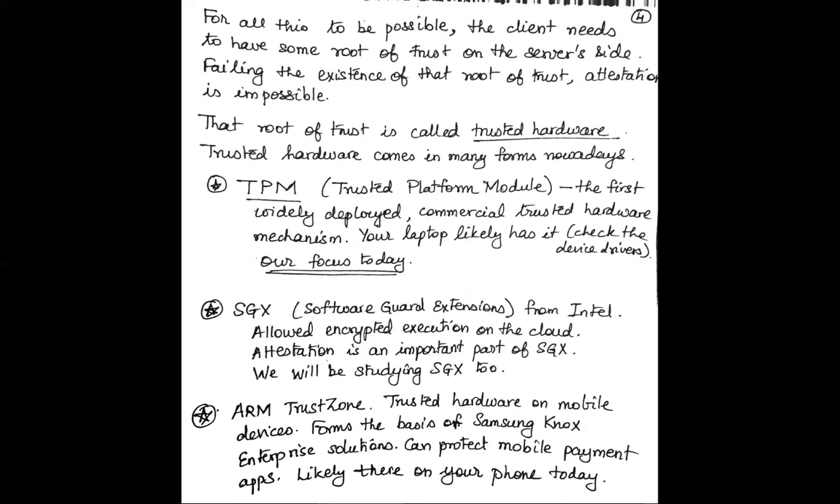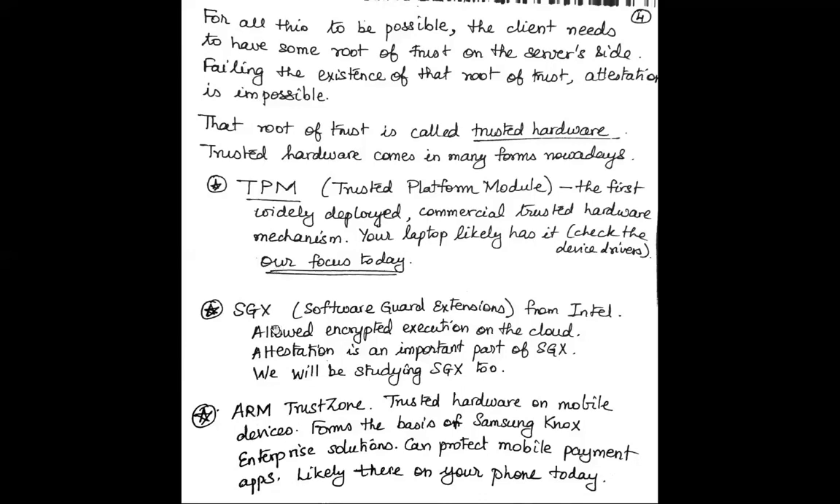Now, there are other forms of trusted hardware, in particular the SGX and the ARM Trust Zone. Okay, but these pieces of hardware, SGX and ARM Trust Zone, in fact, offer much more than attestation protocols. The TPM offers just attestation, nothing else. Okay, SGX and ARM Trust Zone offer much more. But attestation is a very important part of both SGX as well as ARM Trust Zone's working model.